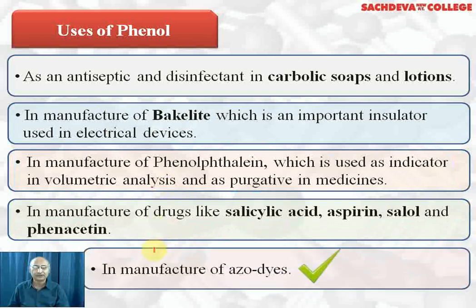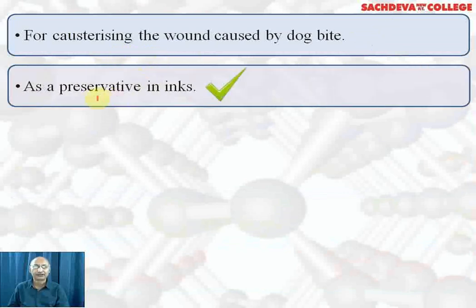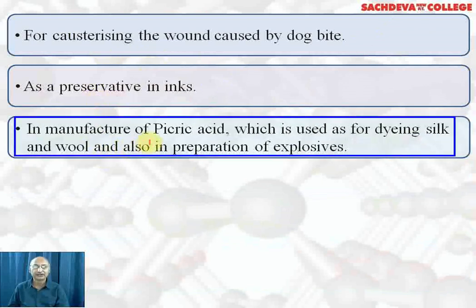It is used in manufacture of azo-dyes. It is used for cauterizing the wound caused by dog bite. It is used as a preservative in inks. In manufacture of picric acid, which is used for dyeing silk and wool, and also in preparation of explosives.